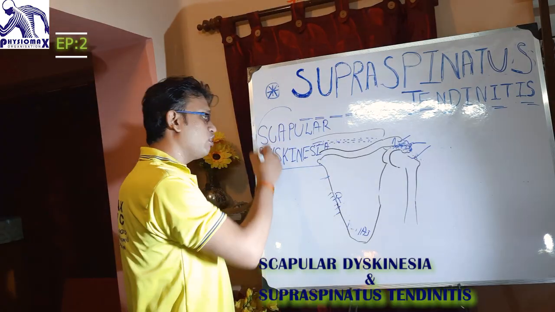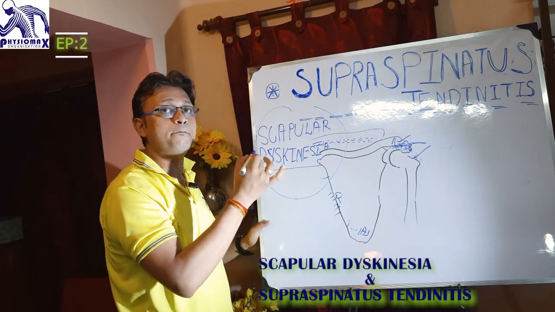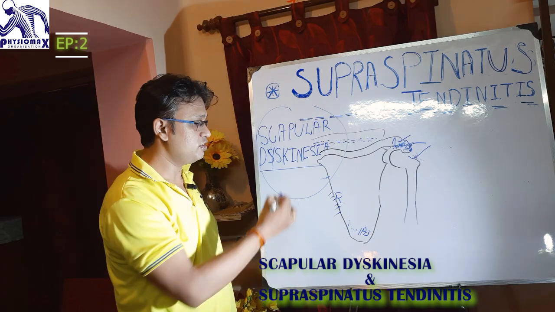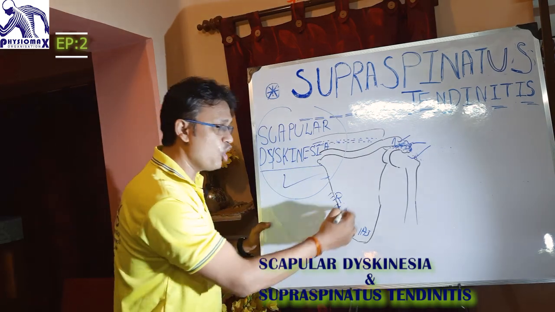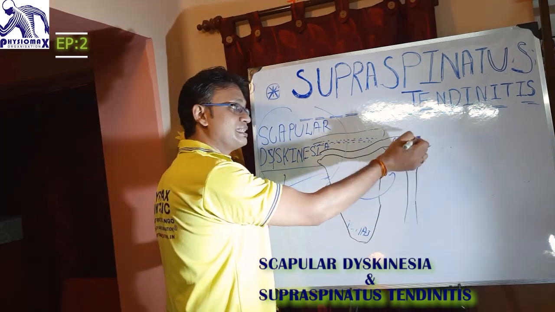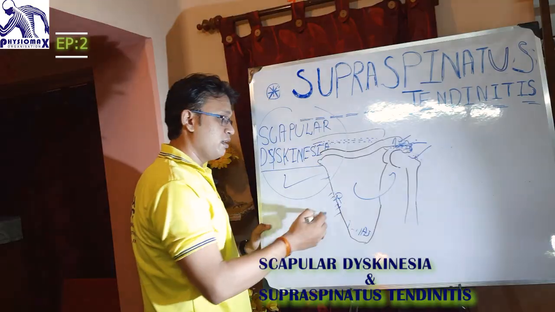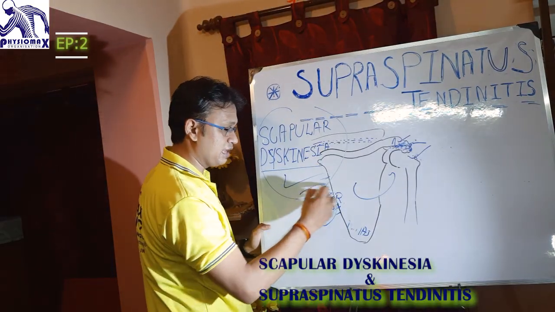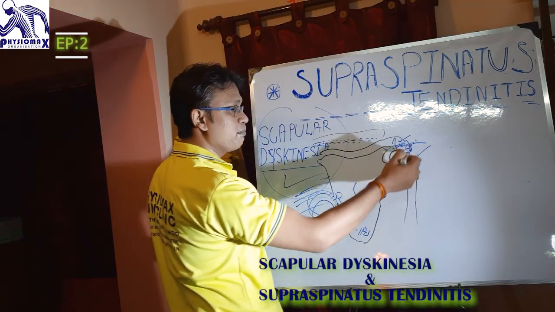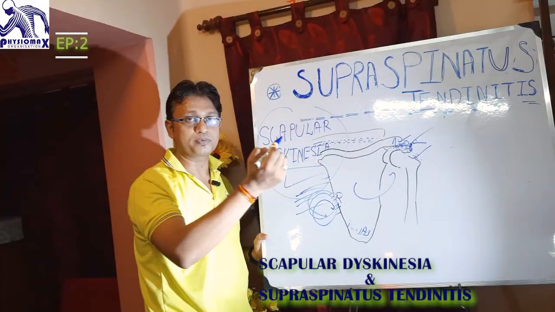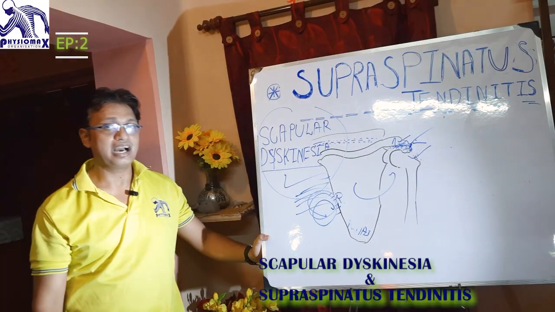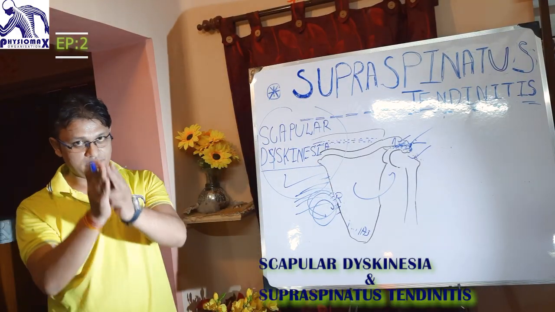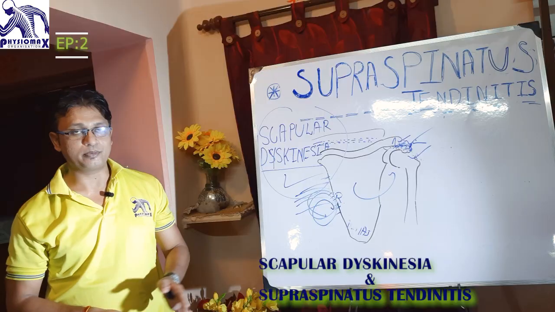Although this is not a condition, it is a biomechanical alteration or pathomechanical change of the scapula that leads to this impingement. So any problem in this region may lead to injury to the supraspinatus tendon, and that's the dyskinetic reaction of the scapula. I hope you understood this.